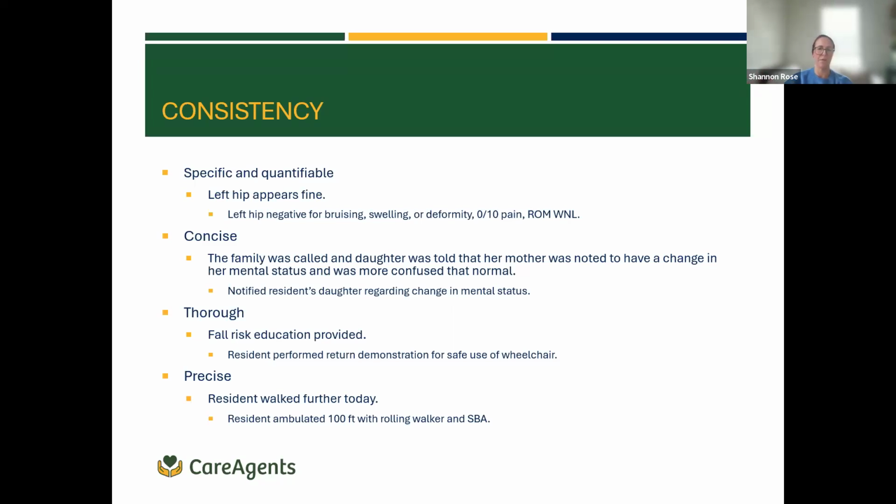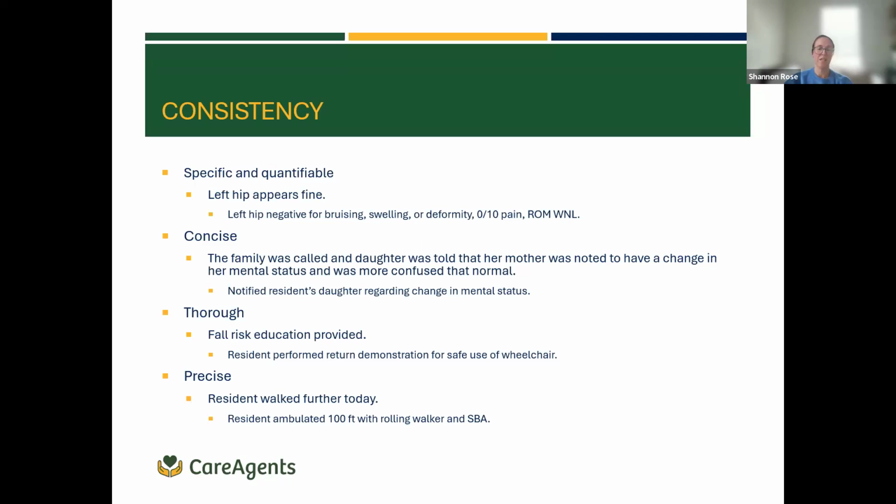Being specific and quantifiable. Rather than saying left hip appears fine, it needs to be specific. So something like left hip negative for bruising, swelling, or deformity, 0 out of 10 pain, range of motion within normal limits. This is specific and it's measurable.